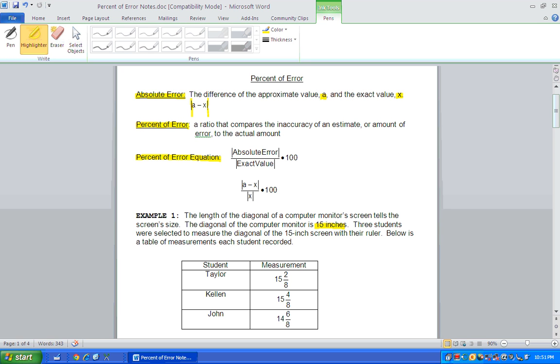The percent of error is a ratio that compares the inaccuracy of an estimate or amount of error to the actual amount. And we're going to use the percent equation to find the percent of error. And we're going to talk about that later in the video.